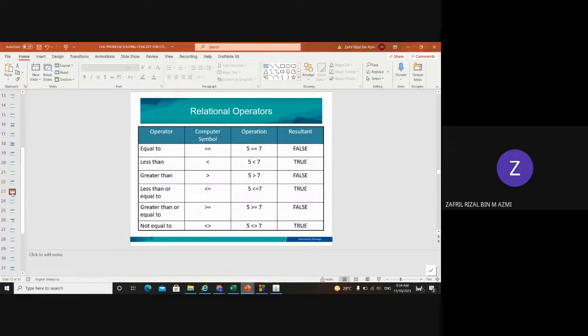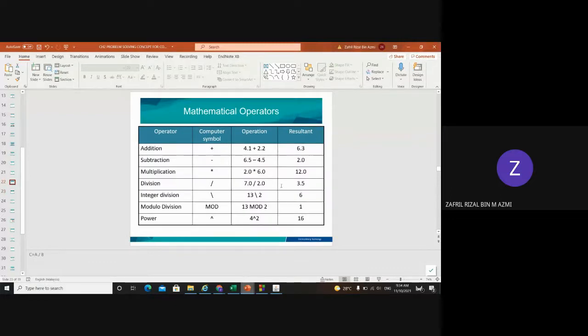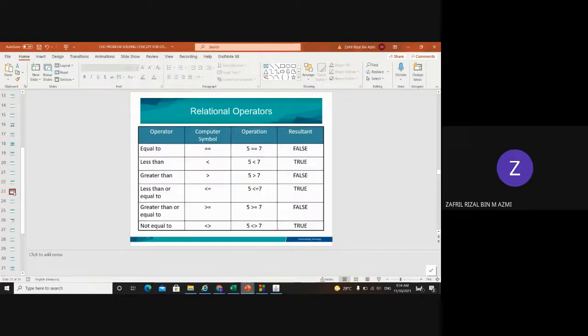Okay, next is relational operator. As you can see over here, the result for the mathematical operator is always a numeric value. But for relational operator, the result is a logical value. It is either true or false. So relational operators we normally use to compare two values, for example, for equal value. This has a different meaning from this.